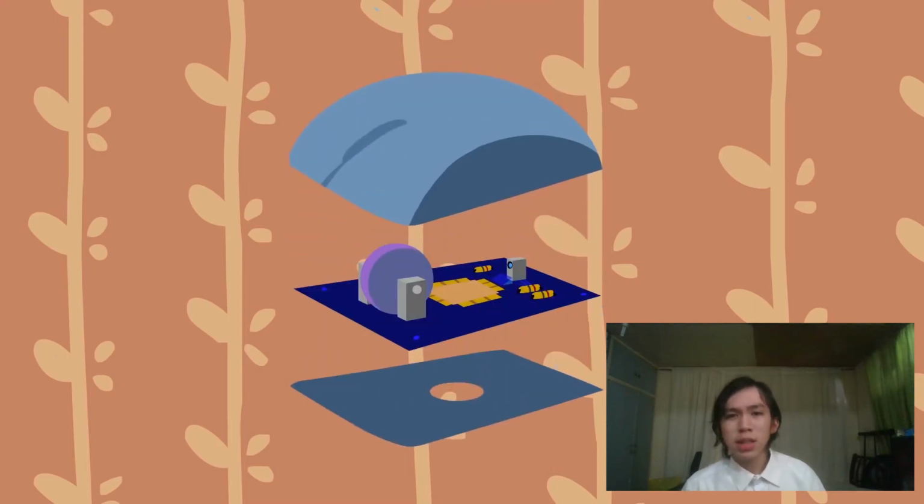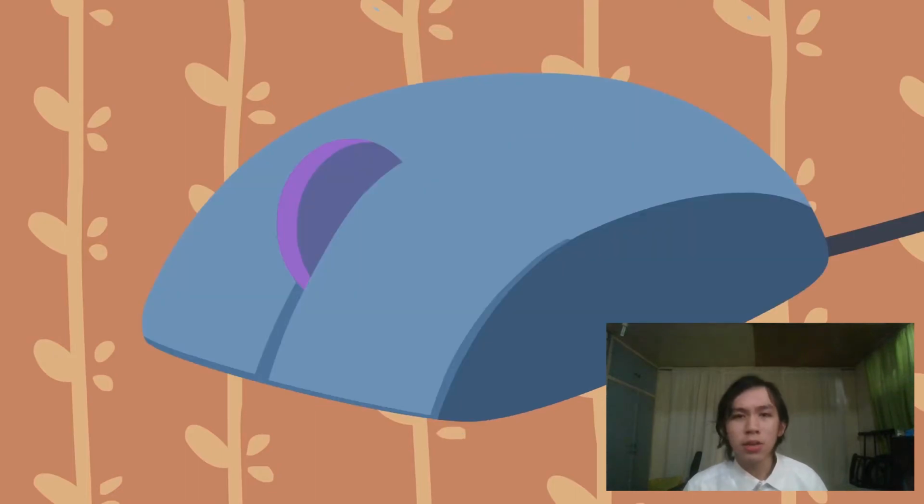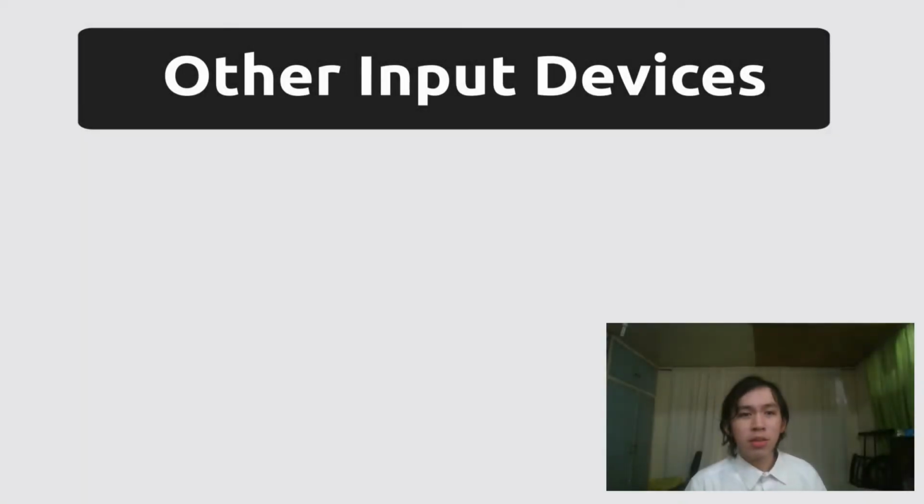On to the next essential input device, which is the mouse. The mouse is designed to control the movement of the cursor or pointer on the computer screen. A computer mouse typically fits underneath one's hand, with a finger on each of the left and right buttons. Then, there are other input devices which commonly serve a specific purpose.